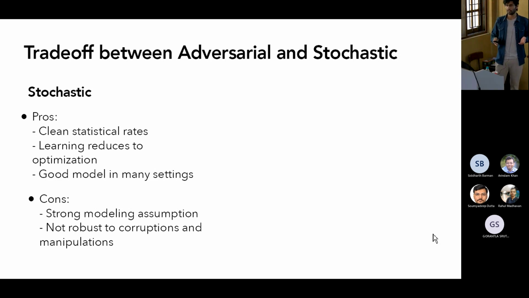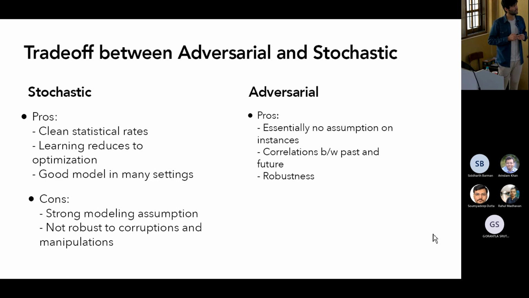But the issue is that this is an extremely strong modeling assumption on the world. You are assuming the data is IID, every today looks like tomorrow, which somehow loses something fundamental about sequential decision making. And it's not robust to corruptions or manipulations, just because you need to assume that the data is IID.